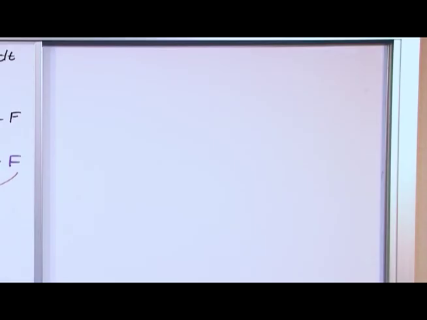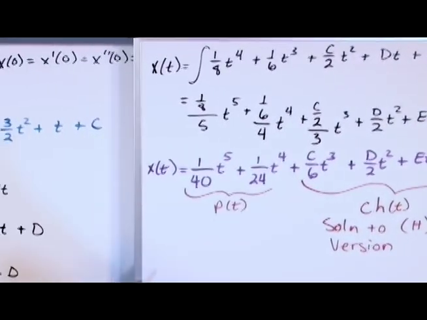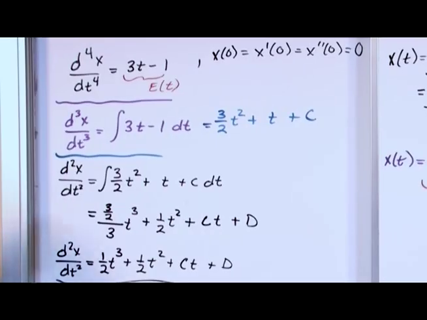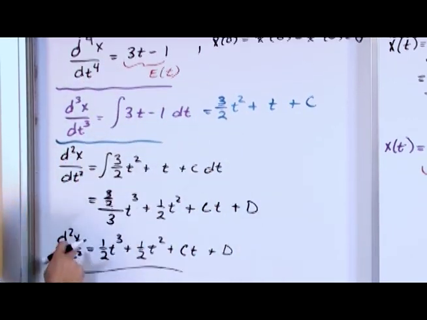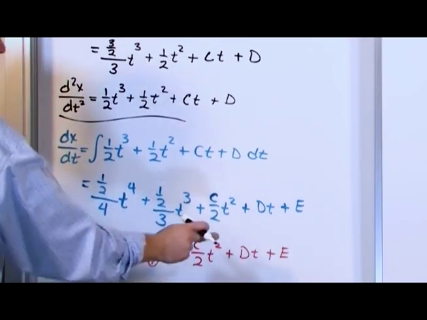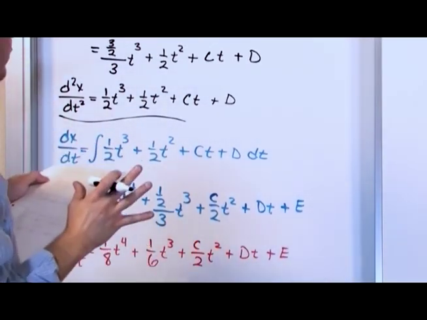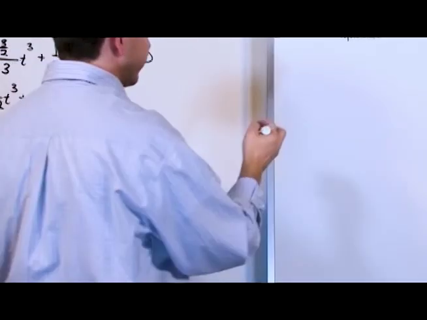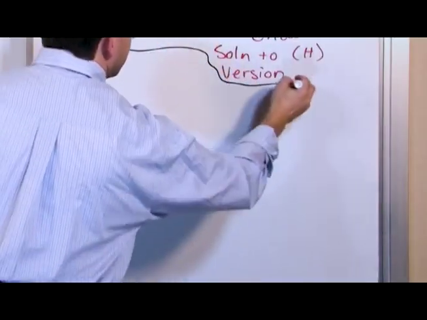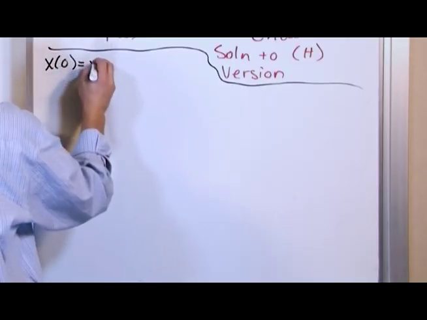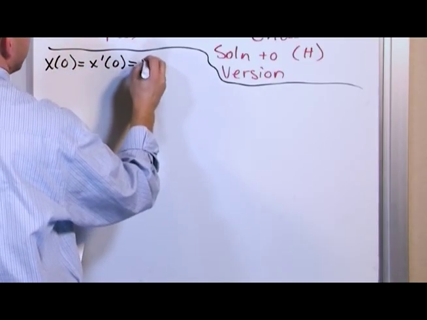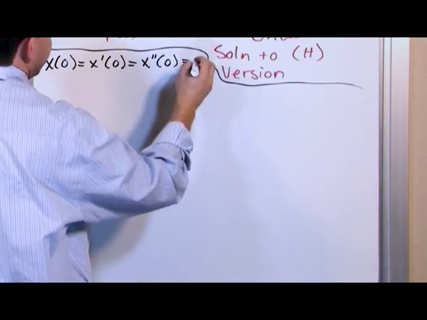To find our initial conditions, what we're going to do is realize that we've actually already taken these derivatives, because we started with a 4th derivative, we have a 3rd derivative, a 2nd derivative, and a 1st derivative. So we have everything we need to evaluate our initial conditions right here on the board. Our initial conditions are x at 0 is equal to x prime at 0 is equal to x double prime at 0, and it's all equal to 0.